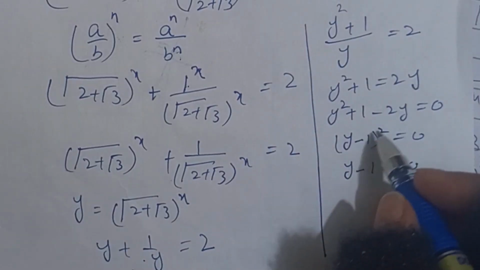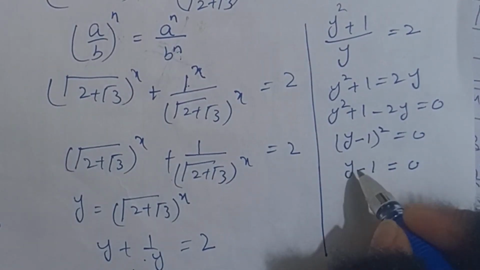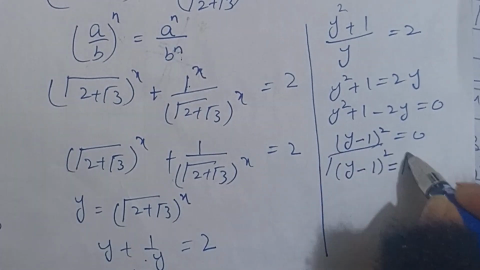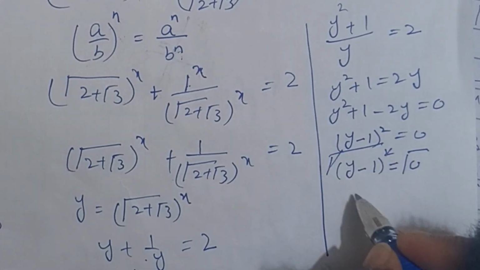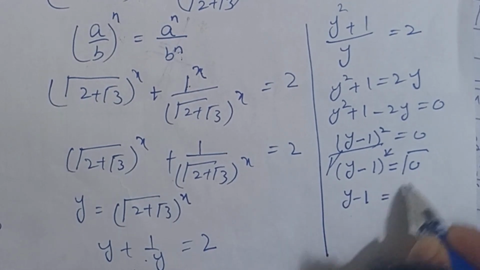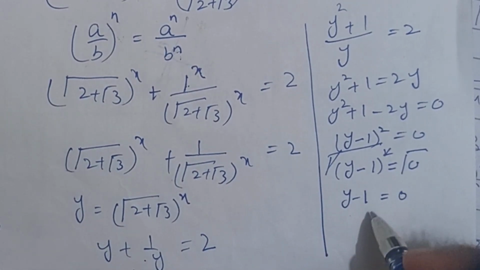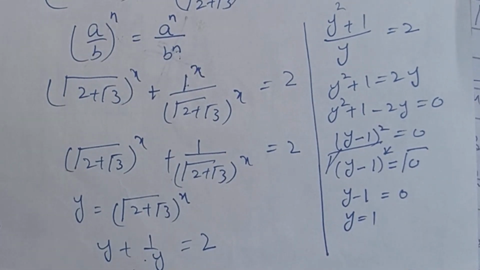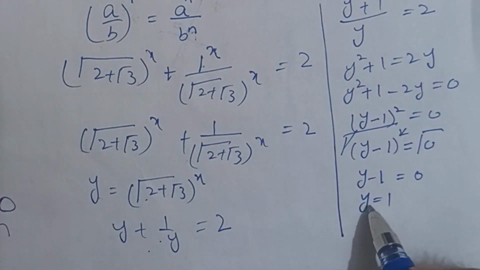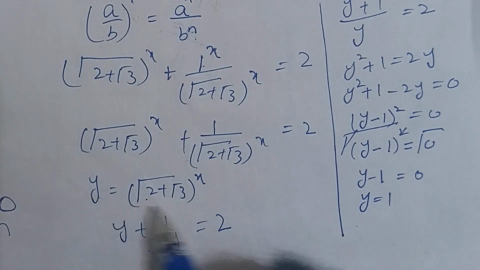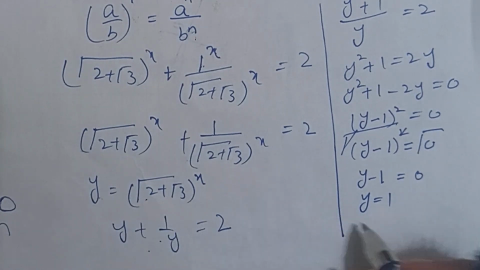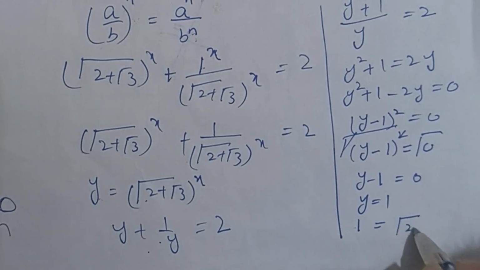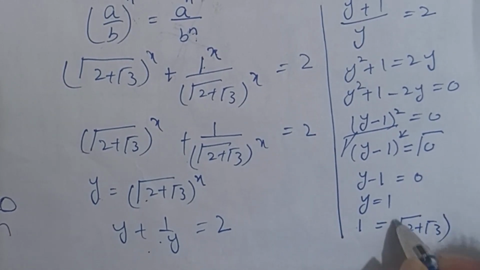In the next step, if we take the square root on both sides, the square and square root cancel, and we just get y minus 1, and the square root of 0 is 0. Adding 1 on both sides, we get y equals 1. We let y equal this expression, so 1 equals (√(2 + √3))^x.